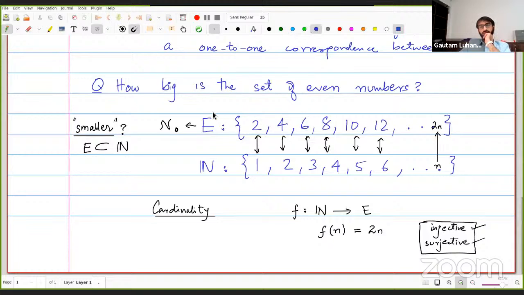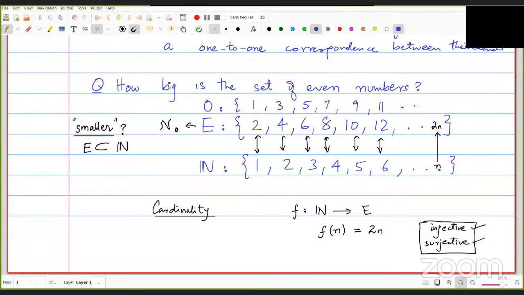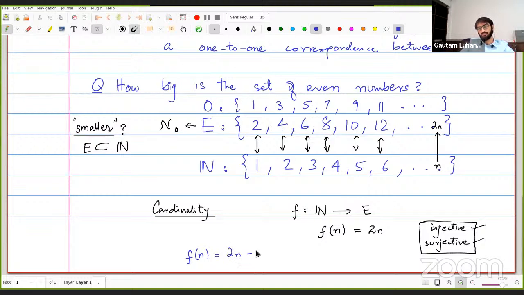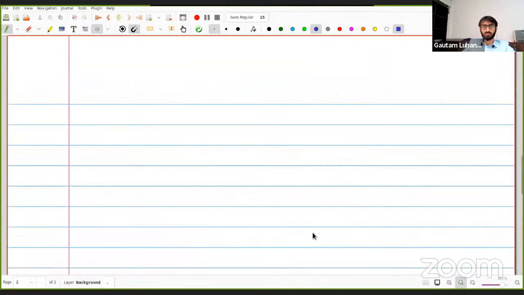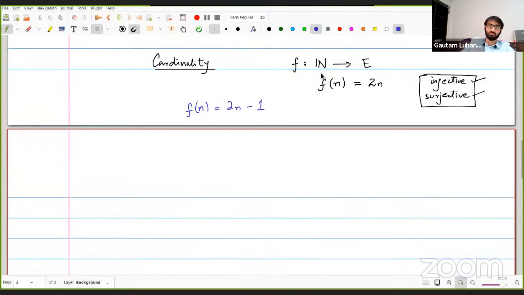No? And if I were to ask the same question for the set of odd numbers, what would be your response to that? n is mapped into 2n minus 1. Yeah. And so how about we go on and we actually prove that this map, from the set of natural numbers to the set of even numbers, is injective.